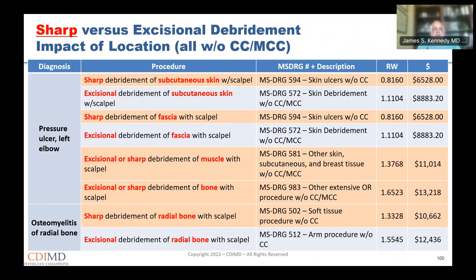excisional or sharp debridement of a muscle starts off at $11,000. If it's involving the bone, we get $13,000. So again, the specificity of what was debrided is crucial. Notice that if there's osteomyelitis of the radial bone, sharp debridement of the radial bone is $10,600, whereas excisional debridement of the radial bone with the scalpel is $12,400.